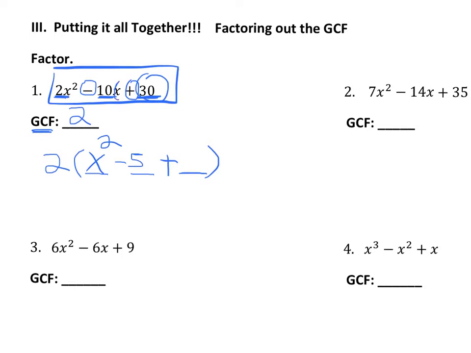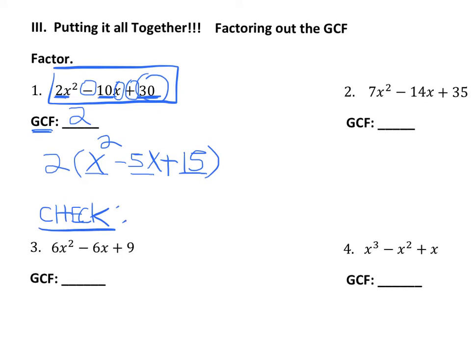Now, since I have this x, I have to put this x here. And then the next question I'm asking myself is, all right, 2 times what number gives me 30? Well, the other way of looking at it is, what's 30 divided by 2? Well, that's 15. All right, now to check it, I can distribute. I'm kind of going around in a circle here. So I'm going to check. I'm just going to do it for this one.